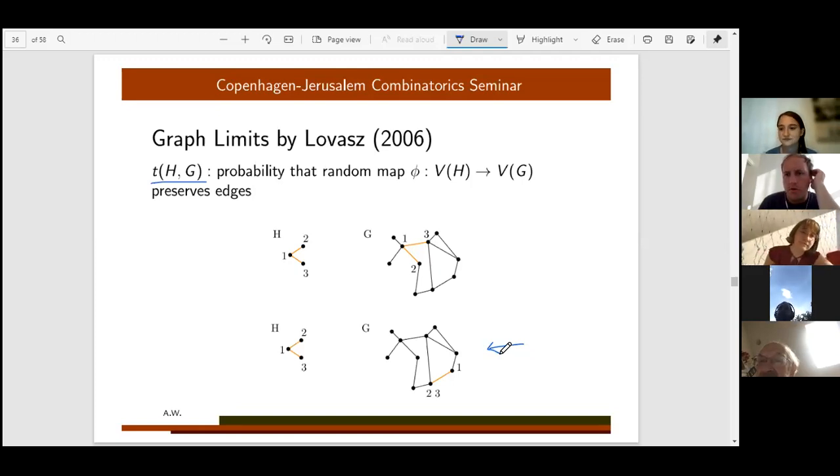Sorry, just to make sure, by preserving edges, you mean that the neighbors or the incident vertices of an edge either get mapped to incident vertices or to the same vertex in that case?